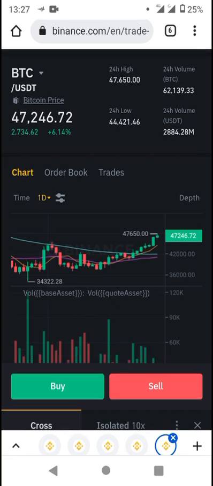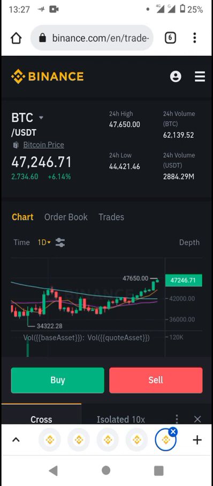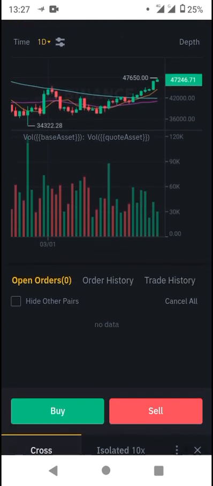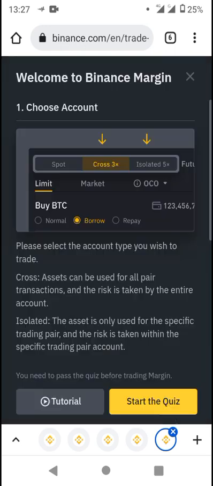Right on our screen, you can see we have BTC against USDT, which you can decide to trade. You can decide to use the cross or the isolated trading options. Whichever option you want to use, both modes are made available on the Binance platform.